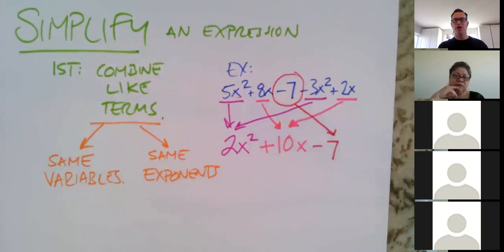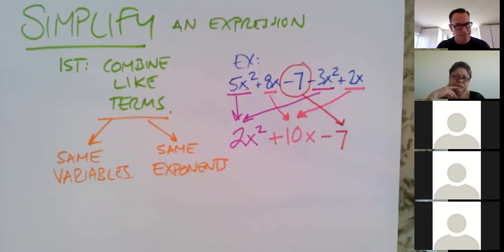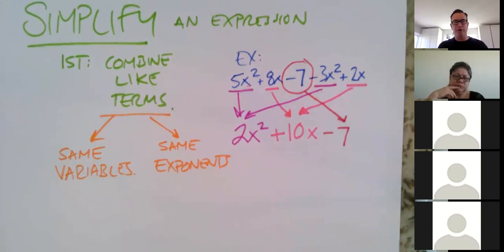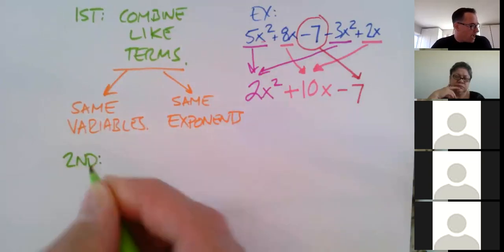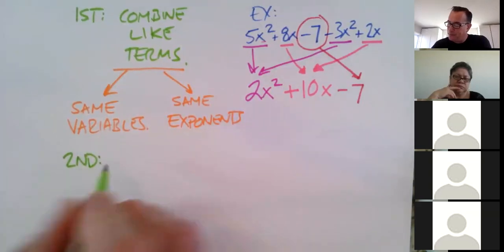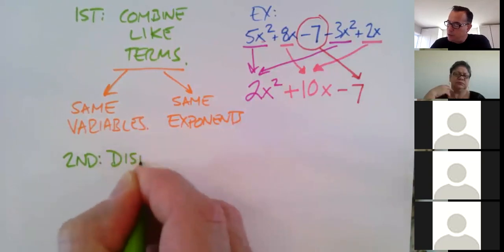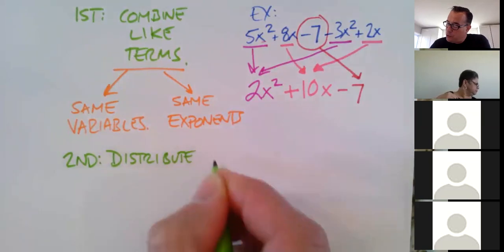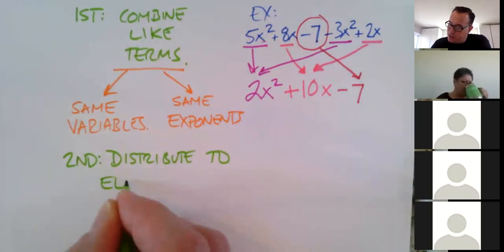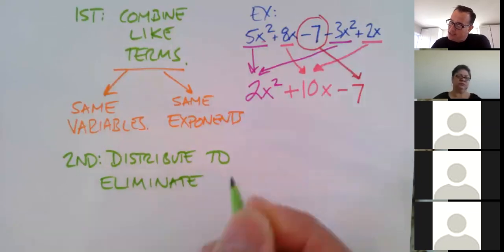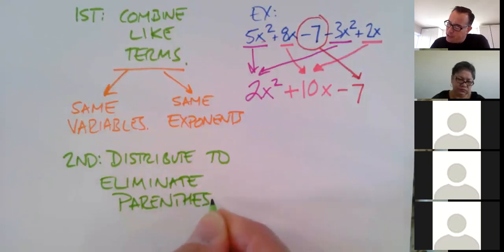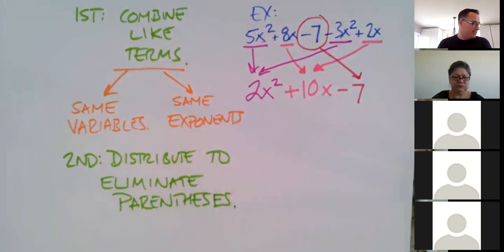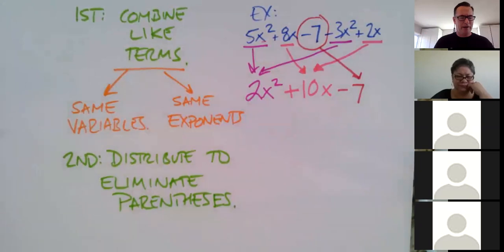That's good. The other thing that might come up when we're simplifying expressions, I'm going to put here as something to do second, okay? And for this, what I'm going to say here is distribute to eliminate parentheses. And what I want to do for a second is to make sure you guys understand parentheses. It's hard for me to get my spelling right as I'm talking.